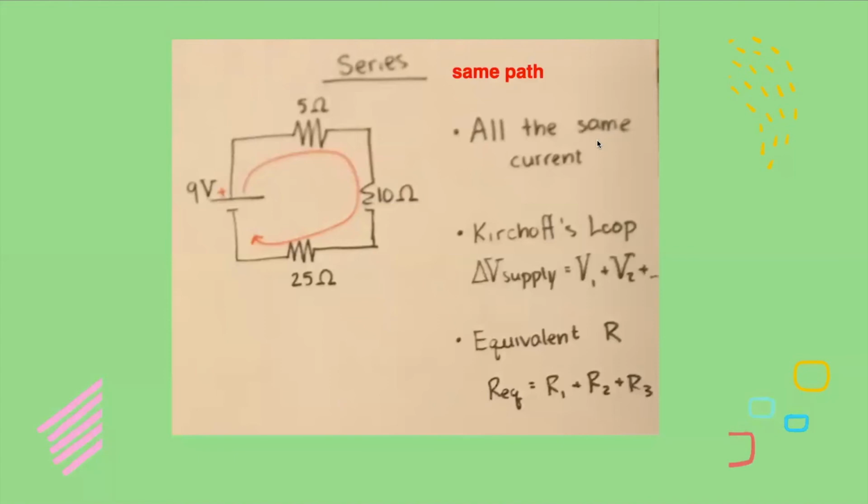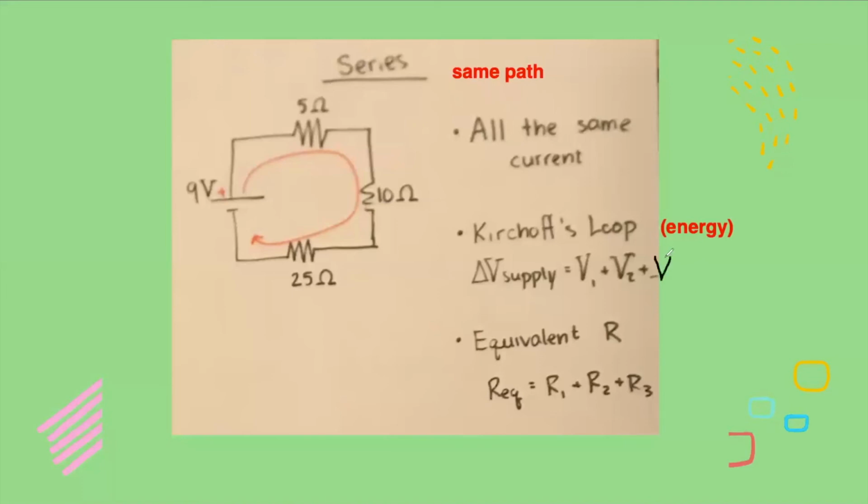We use series to introduce Kirchhoff's loop rule, which is a restatement of conservation of energy. What this rule says is essentially if 9 joules per coulomb leave the battery, right? 9 volts is 9 joules per coulomb. That energy has to get used up in the circuit. That means each of the resistors has to use a portion of that 9 volts, and it's used up proportionally.